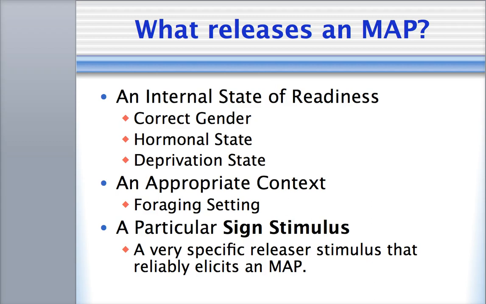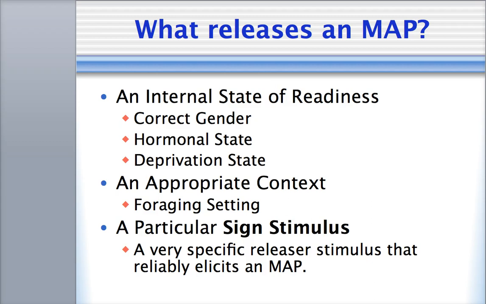And the first part of the answer has to do with an internal state of readiness. This is not a requirement for reflexes, but modal action patterns tend to occur during certain times of the year. So for example, breeding season and food storing season, the time to find mates, the time to fend off other males from your territory. So there are certain internal states of readiness that are really necessary for a modal action pattern that don't actually exist for reflexes.